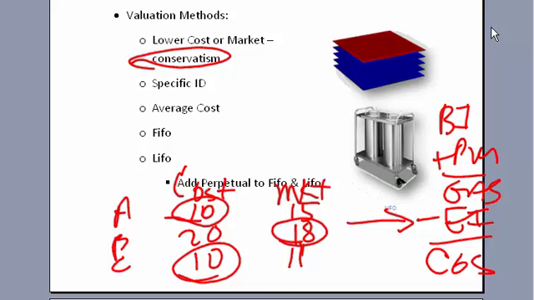So you literally look at what the cost is, what the market replacement is, and based on the concept of conservatism, you would multiply it out according to how I just demonstrated.